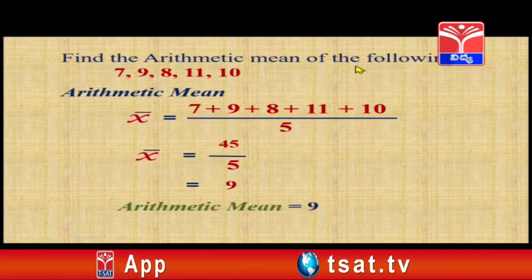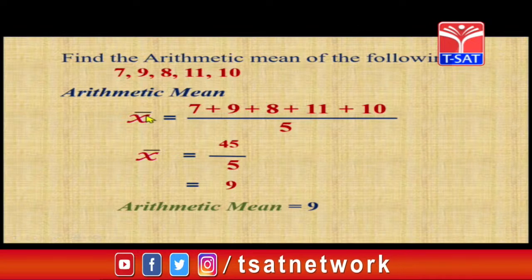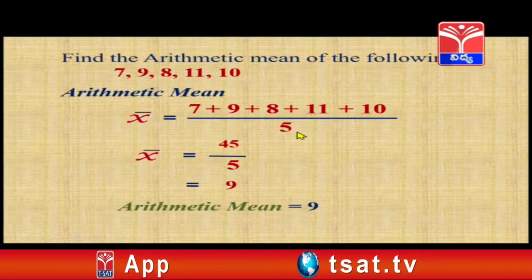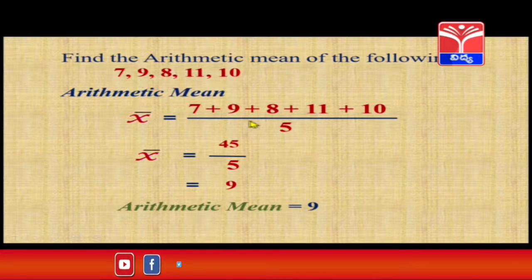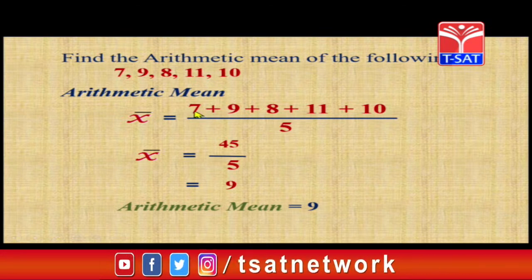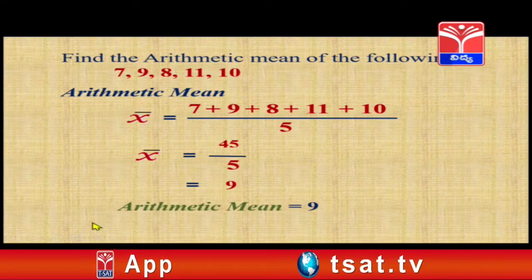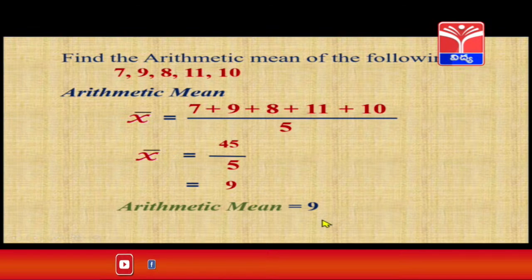Find the arithmetic mean of the following: 7, 9, 8, 11 and the last one is 10. As per the formula, this is the symbol used to represent the arithmetic mean. Sum of observations by number of observations. How many observations are there? 1, 2, 3, 4, 5. So, I am writing 5 here. The sum 7 plus 9 plus 8 plus 11 plus 10, how much is it? 45. So, 45 by 5 is 9. So, the arithmetic mean of this particular data is 9, is it right?